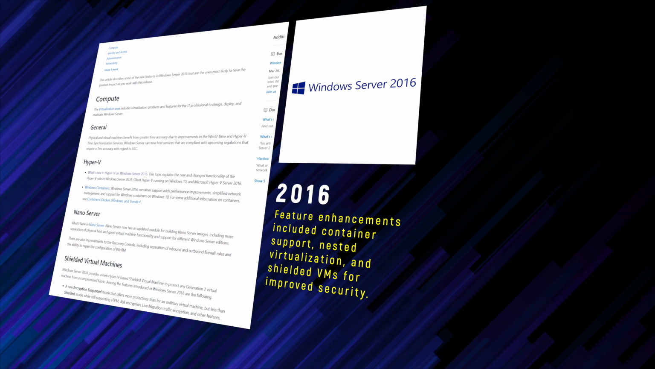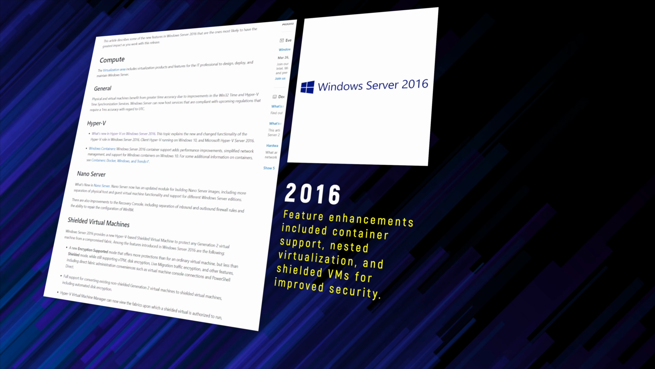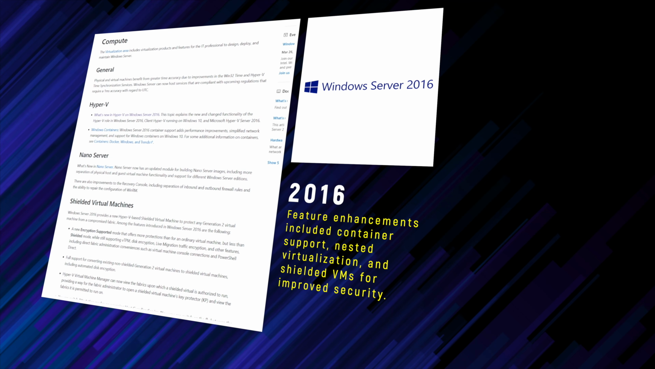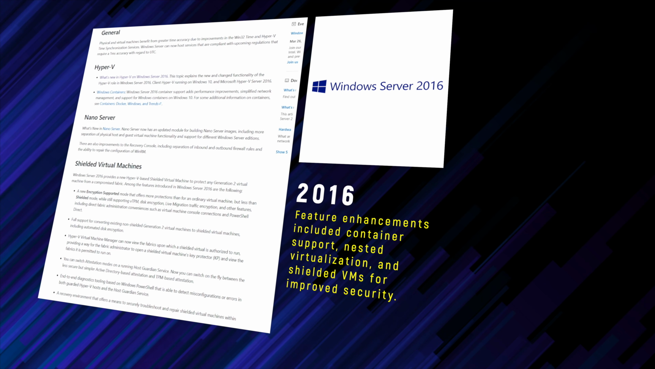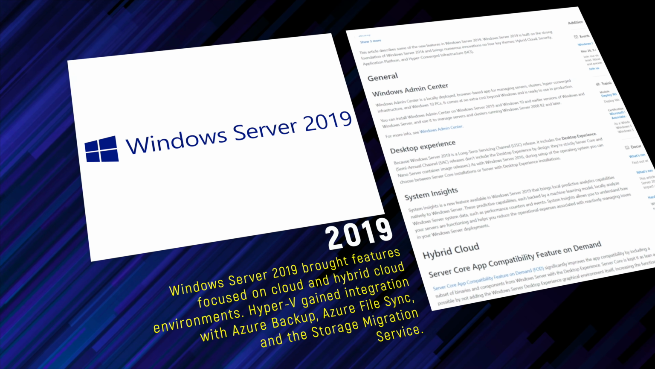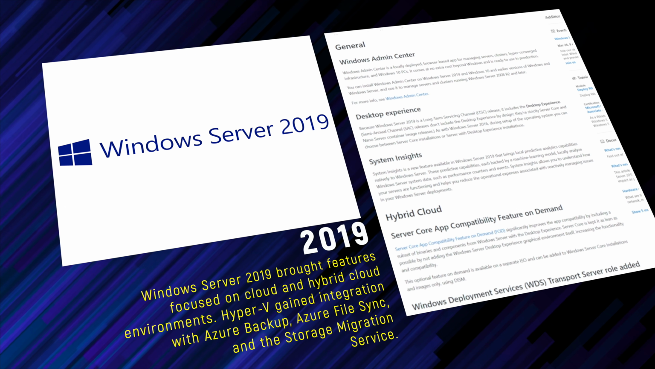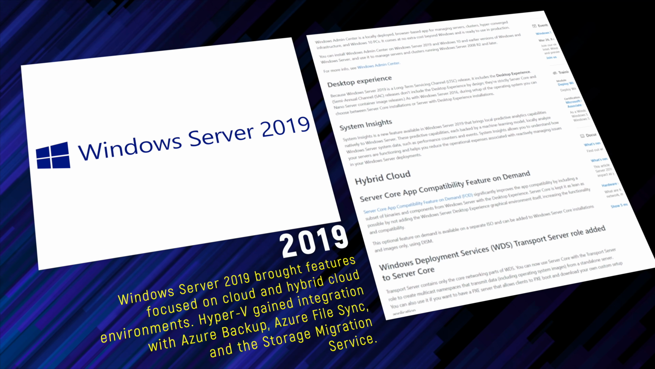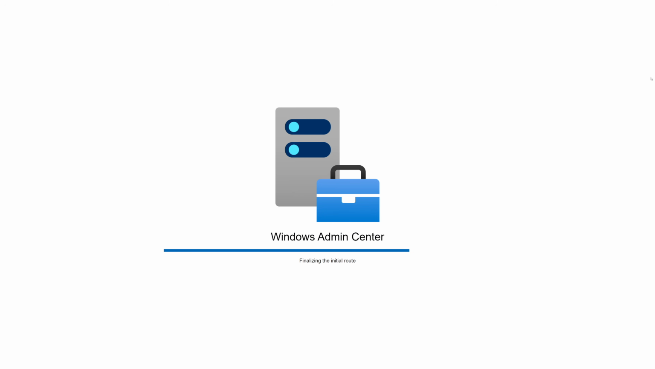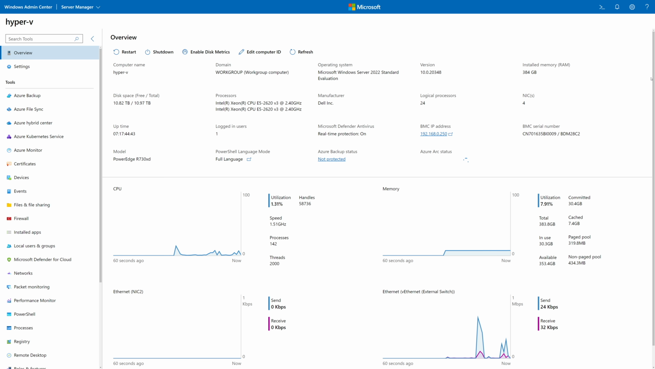With the release of Windows Server 2016 came support for Docker and containers, nested virtualization, and shielded VMs for improved security. Hyper-V also received improvements to its software-defined networking and storage capabilities. Windows Server 2019 brought features focused on cloud and hybrid environments, with Hyper-V gaining integration with Azure, including Azure Backup, Azure File Sync, and the Storage Migration Service. It also introduced Windows Admin Center for easier management of servers, clusters, and hyper-converged infrastructure.